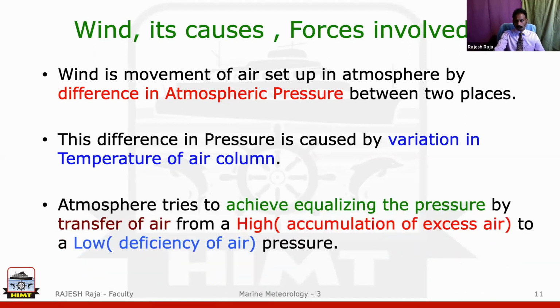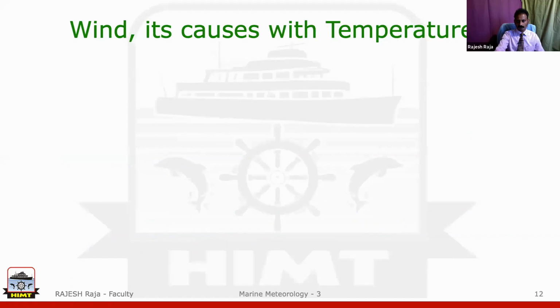Okay, what does it do? Anything in nature, doesn't matter atmosphere, you can take water or anything, it always tries to equalize the pressure. So when you say equalize, there will always be a transfer of air from high to low. So high is what? Accumulation or excess of air, and low is deficiency of air. That is what is low pressure and high pressure. This is the basic. So if anyone asks you a question in orals, you can use these three paras, including the simple definition that wind is movement of air. That is it. It's a simple definition.